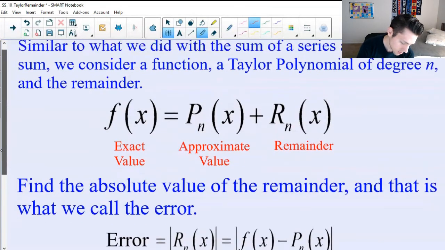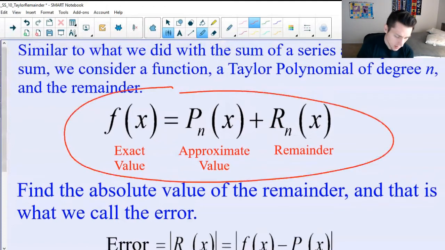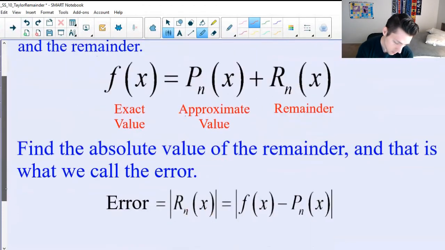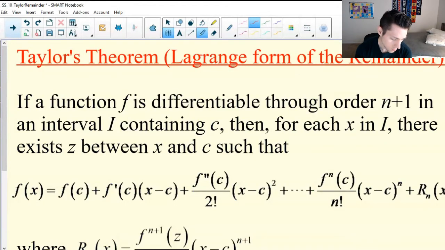Okay, so again, a lot of writing, but this is the main idea: the exact value of a function is just the approximate value plus whatever's left over, the remainder. And what we call that remainder is the error. Okay, so Taylor's theorem. This is also called the Lagrange form of the remainder.